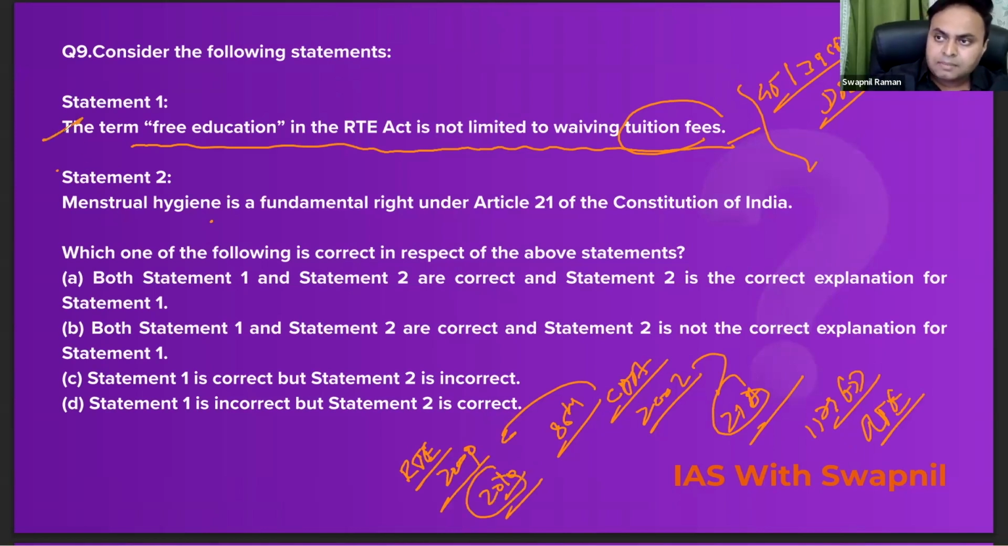So the first statement is absolutely correct here. Look at the second statement. Menstrual hygiene is a fundamental right under Article 21 of the Constitution of India. See, although it is not explicitly mentioned in the Constitution of India, the Supreme Court recently held that menstrual hygiene is part and parcel of Article 21, which means that it is a fundamental right.